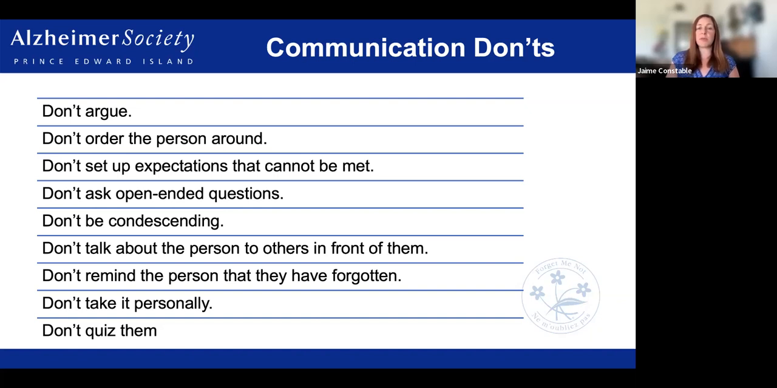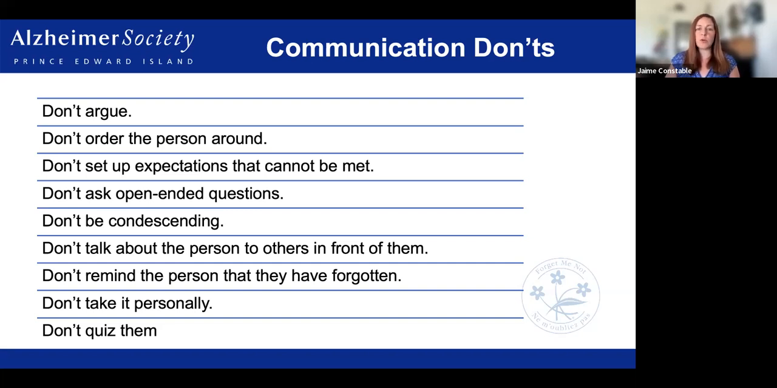Don't set up expectations that can't be met. So always try in your interactions to have them be failure-free. And that means that you need to know where the person is at and what they're capable of, so that you know how to guide the conversation or how to ask them to perform a specific task. Don't ask open-ended questions, especially about current events or recent events. So something like, what do you want for lunch, is less good than, would you like a sandwich or noodles for lunch? Giving them a choice.